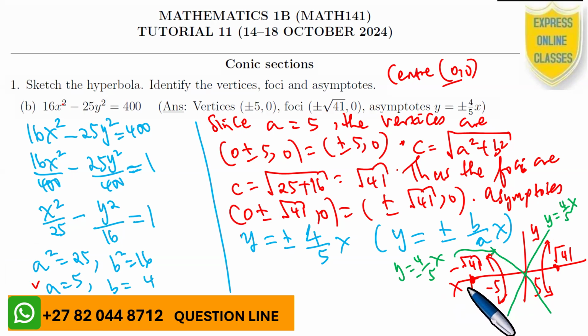Obviously it is standard practice to sketch these and make them solid. It is standard practice to make these solid. So take note of that.